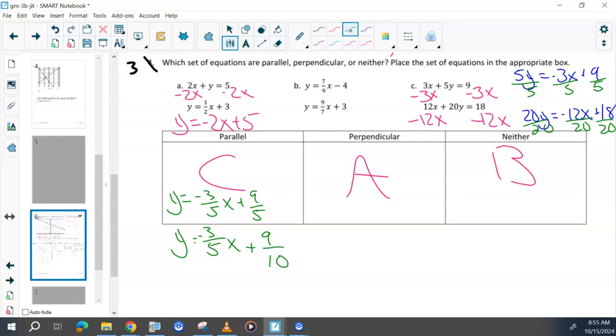What you could have also done is use Desmos, put the two equations in, and see: do they cross, and are their slopes negative reciprocals? Do they not cross, and are their slopes the same? Questions on that one?